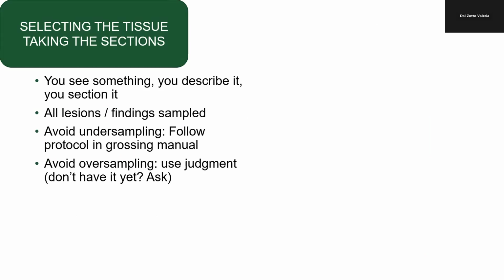This is easy to say, but you have a guide, which is your grossing manual. In the grossing manual, you're going to find the basic sections that you have to take for a specific specimen, so you're going to follow that manual. If you don't follow the manual, you're going to be called by the attending, because there is a high chance to undersample something. And if you oversample, you are overusing resources, and histology is not going to be happy, and the attending also is not going to be happy.